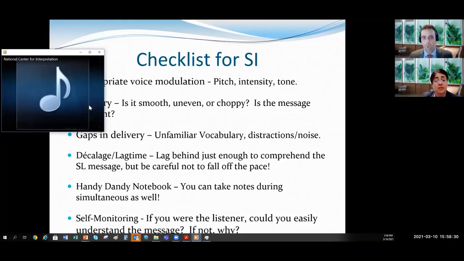I can tell you, as a Cuban, it took me a long time to learn how to do that. And the so-called handy dandy notebook, I also use it to put it in front of my mouth.